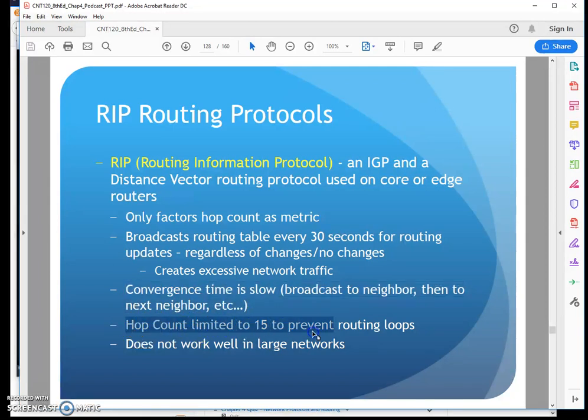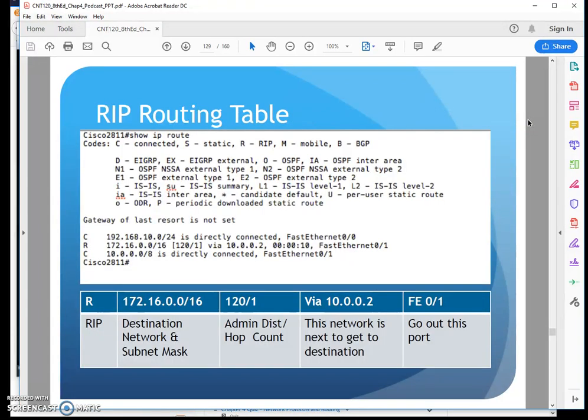The hop count is limited to 15 hops because of this whole broadcasting and passing routing tables and so forth. That's there to prevent routing loops. And this does not work well in large networks. That's why it's an interior gateway protocol used for smaller networks inside my company, if you will. Many places don't use this anymore. There are better protocols out there.